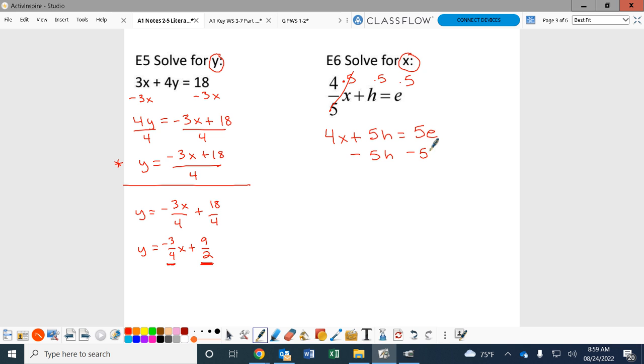You could do that, but you just create a fraction that has to be moved. It gets more complicated. You don't need to do that. So it's going to be 4x is equal to 5e minus 5h. Now deal with the what? 4. Now deal with the 4 and make it x equals 5e minus 5h all over 4. Again, I'll say it again. We can go from here and go further, but we're not going to yet.